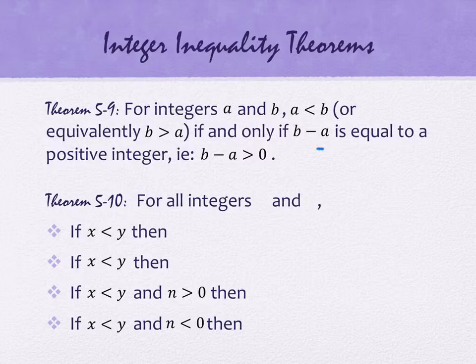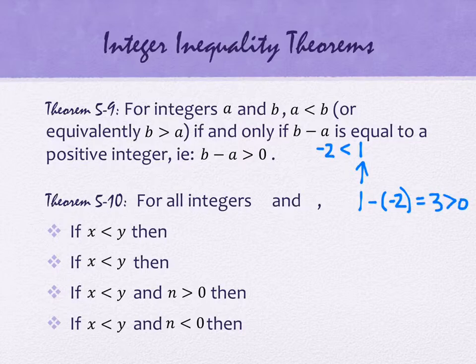The only way that -2, I'll use the same ones I did before, is less than 1 is if I take 1, the one that I think is larger, minus the one that I believe is smaller, -2. The answer to this needs to be a positive number. Right? If you take a bigger number minus a smaller number, you better get a positive number. The distance between them, right? So what is 1 minus -2? It's 3. And that is, in fact, greater than 0.